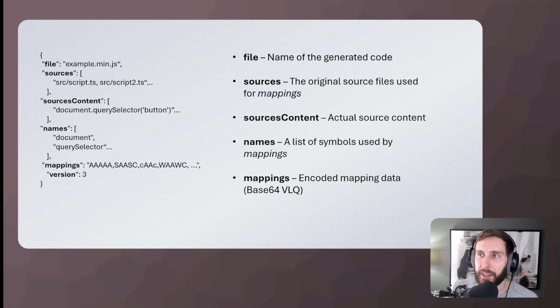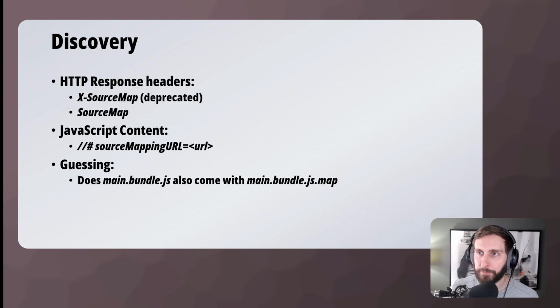You will find a names array that includes a list of symbols that are used by the mappings. And then you have the mappings key, which includes encoded mapping data, which essentially tells you, it takes all of the other information and tells you how to map all of the content back into the files at specific positions, like specific lines and columns, essentially, is a way to think about it. I'm not going to explore the actual encoding, but it is interesting to look up if you're curious.